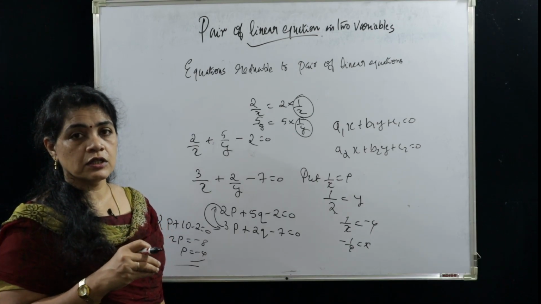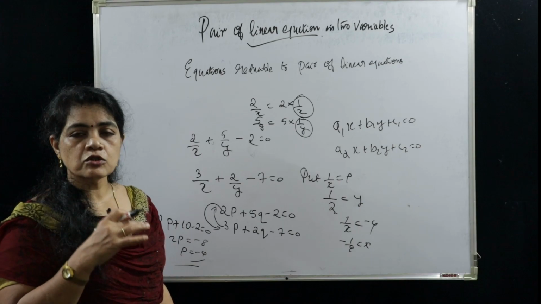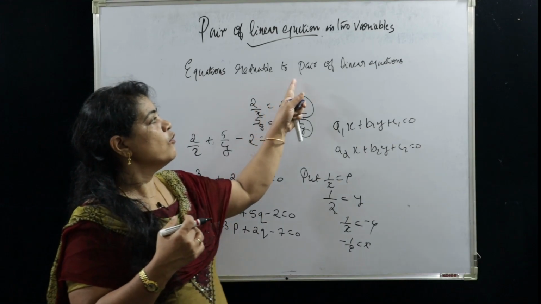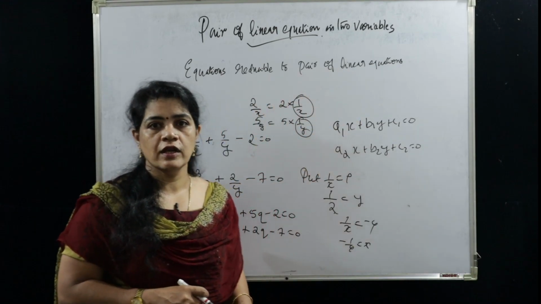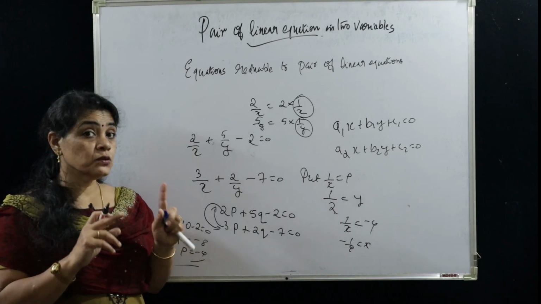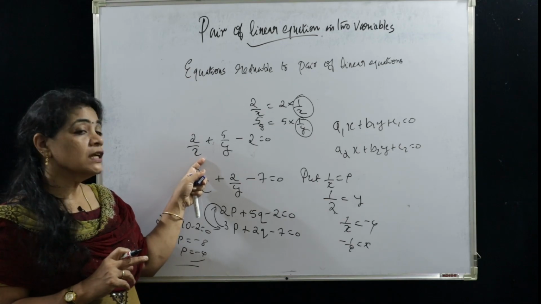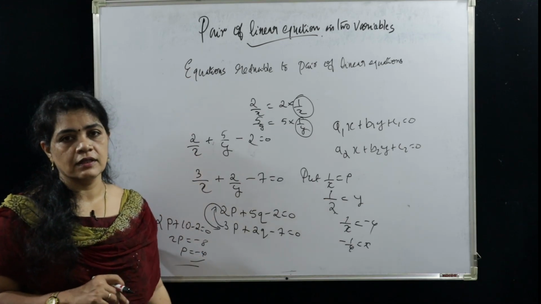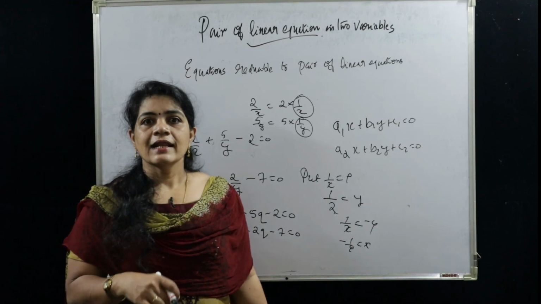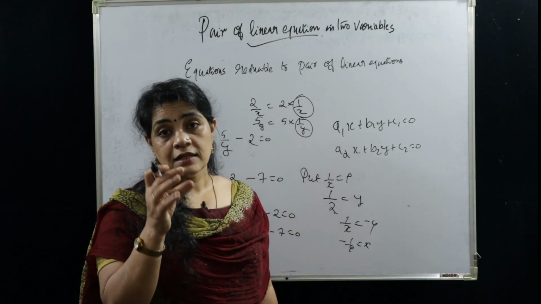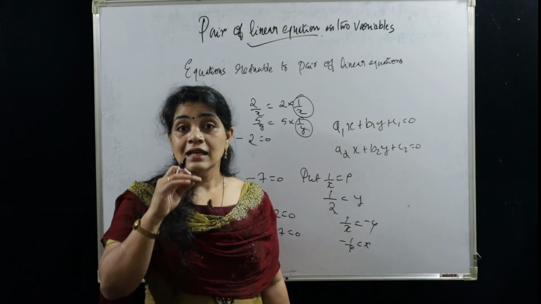The given equations should be reduced to the form of a pair of linear equations in two variables. For that, you see where the variable comes. If it comes in the denominator, you have to follow this method. Understood?